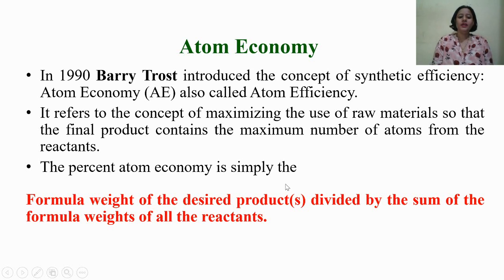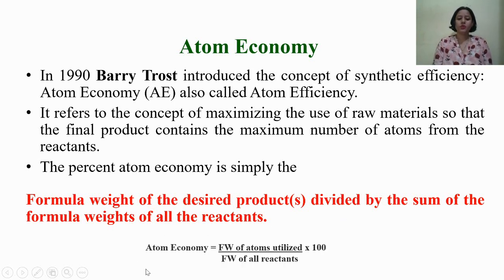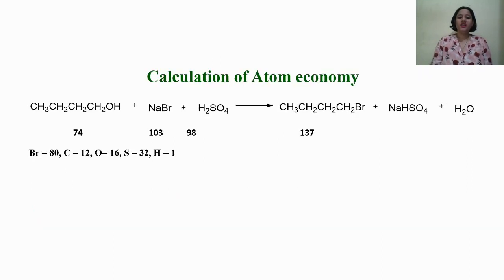So, atom economy is simply the formula weight of the desired product divided by the sum of the formula weights of the reactants. This is the formula: atom economy equals formula weight of atoms utilized divided by formula weight of all reactants, multiplied by 100. According to green chemistry, a synthesis is green and efficient if its atom economy is high. So the efficiency is calculated in terms of atom economy in green chemistry.